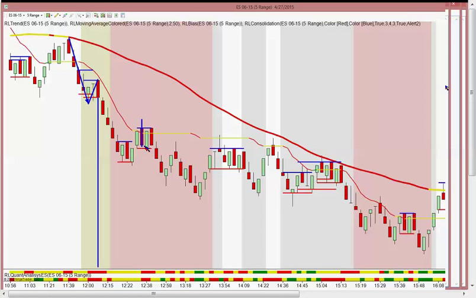Every time the modified 15 here is yellow, for us, that defines CHOP. And we don't have any trades. Right here, this is CHOP. And we have no trades. Here's CHOP. And we have no trades.